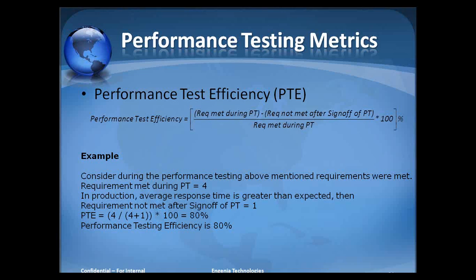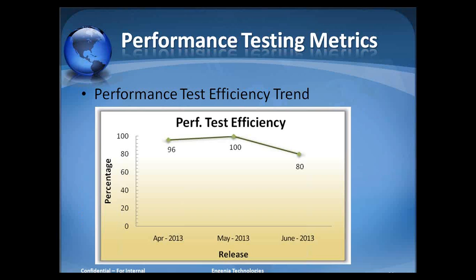So consider that during the performance testing, the above mentioned requirements were met, all these requirements which I've just highlighted. The requirements met during the performance test was 4. In production, the average response time is greater than expected, so the requirement is not met after sign off. That is equal to 1. So out of the total of 4 requirements, 1 requirement was not met. So the performance test efficiency would be 4 divided by 4 plus 1, into 100. That would come out to around 80%. So in this particular case, the performance test efficiency is 80%.